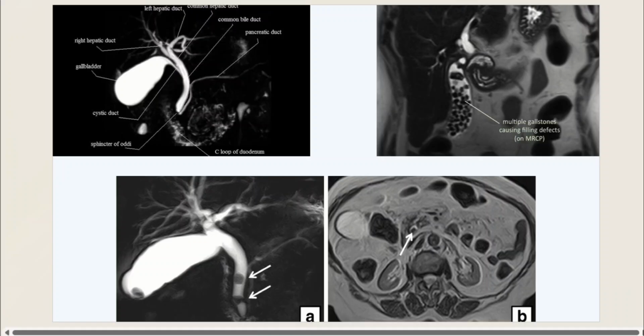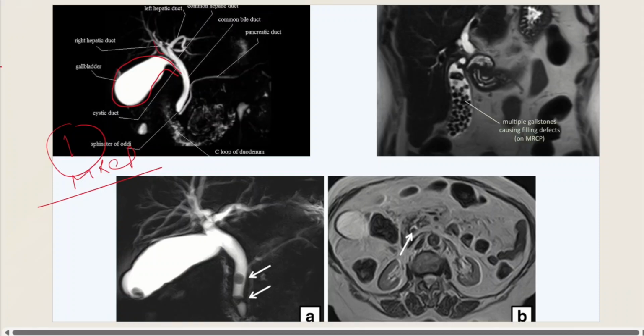Now let's move on to the next picture. Image of MRCP of normal GB. See, normally GB will look like this. This is the clear hyperintense structure, that is the gallbladder.